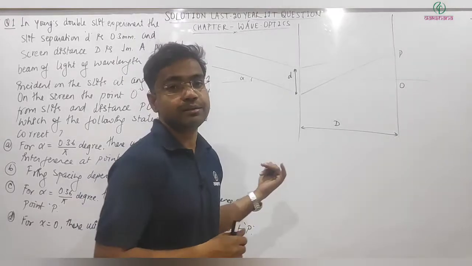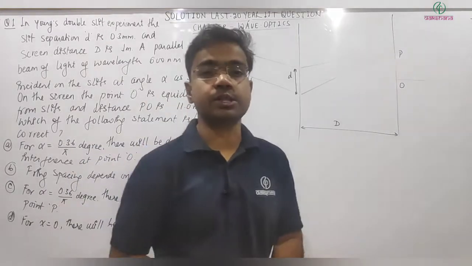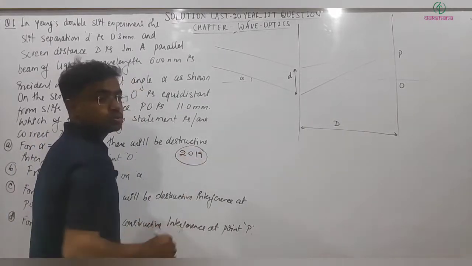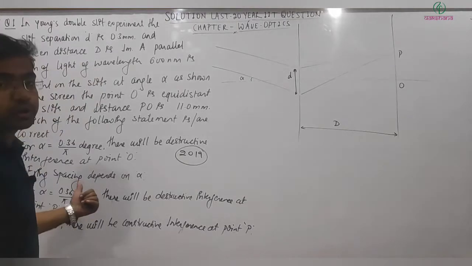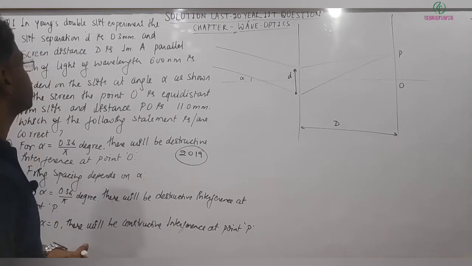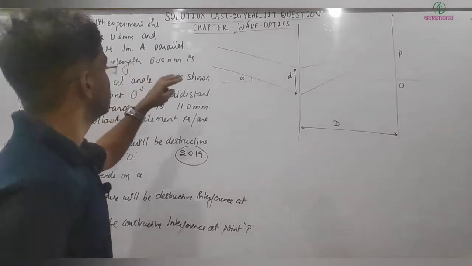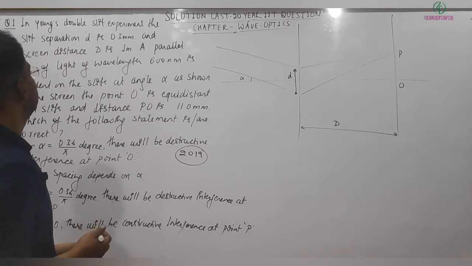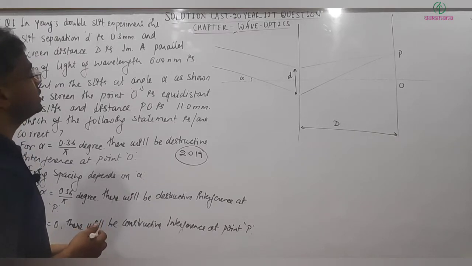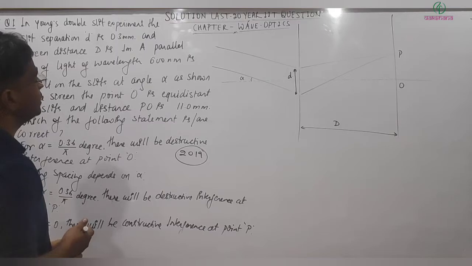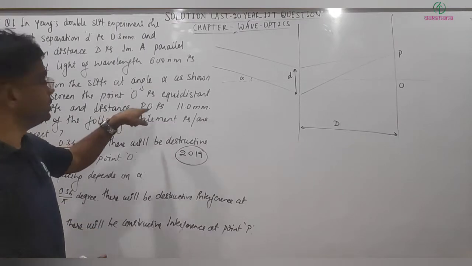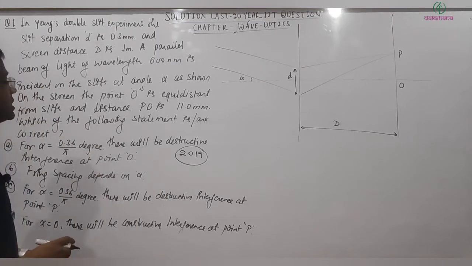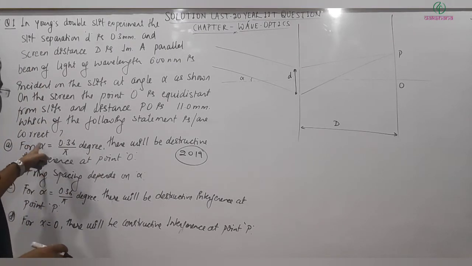Okay, so let me start with the solution. This is the first question, which was asked in 2019. The question is: in Young's double slit experiment, the slit separation d is 0.3 mm and the screen distance capital D is 1 meter. A parallel beam of light of wavelength 600 nanometer is incident on the slits at an angle alpha as shown in the figure. On the screen, point O is equidistant from the slits and the distance PO is 11 mm. Which of the following statements are correct for alpha?